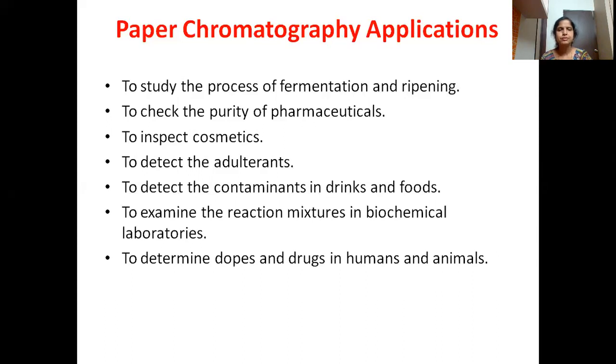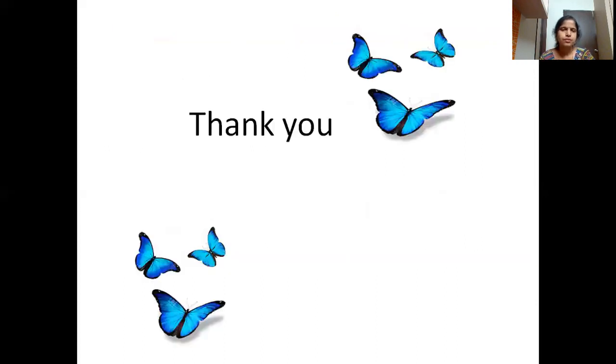We have seen the principle behind paper chromatography, the different steps involved in this chromatography technique, and the different chromatography techniques, that is ascending, descending, radial, and two-dimensional chromatography. Then how to calculate the RF values also, and the applications. I hope you have understood the technique behind paper chromatography. Thank you for watching.